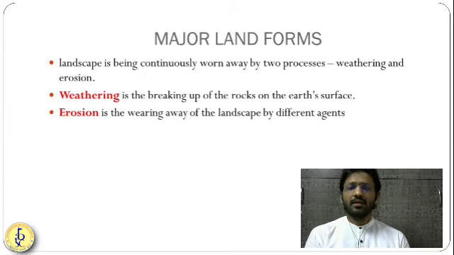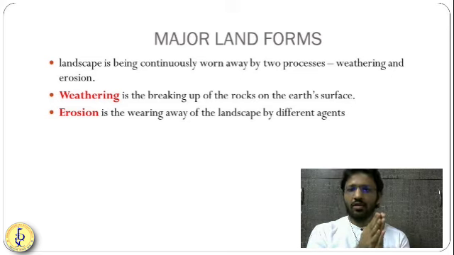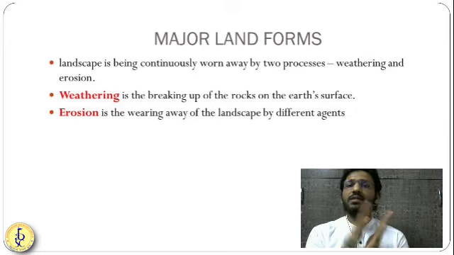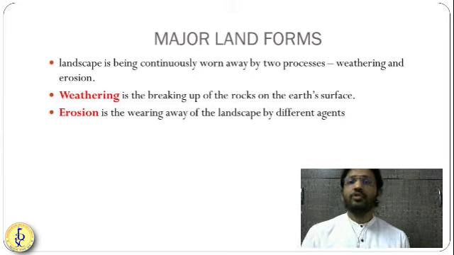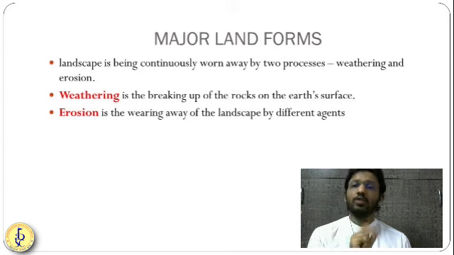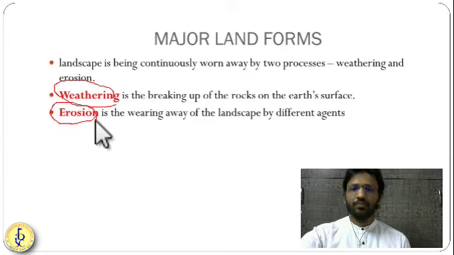Okay, now let us understand landforms. So the previous things that we have learned were about endogenetic processes or endogenetic forces. Now let us understand surface agents or surface processes known as exogenetic processes. So exogenetic processes are responsible for the creation of various landforms. There are two types of exogenetic processes. One is known as weathering, another is known as erosion.